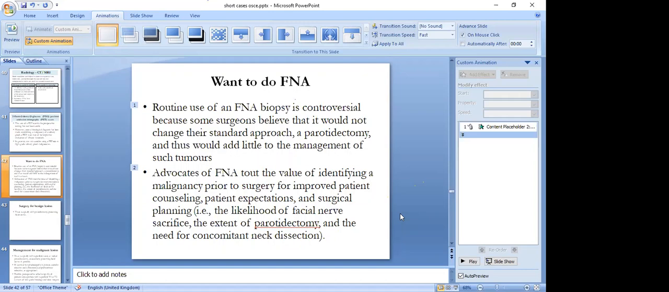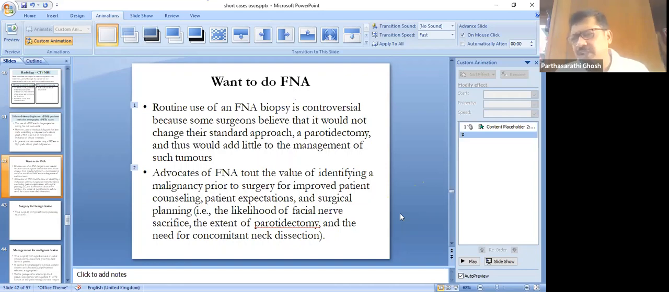Sir, we would like to document the diagnosis with the FNAC usually, sir. Yes. Actually, FNA doesn't change the surgical mind, but if you do FNA prior to it, the patient counseling, the expectations of the patient, and the surgical planning become better. So now almost all cases we go for FNA, especially in large cases.